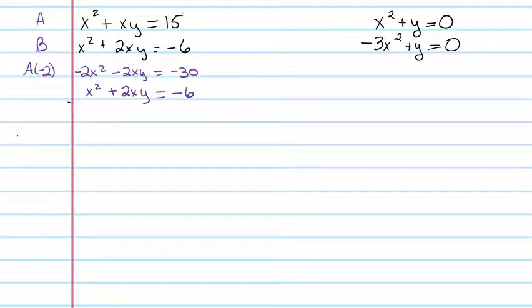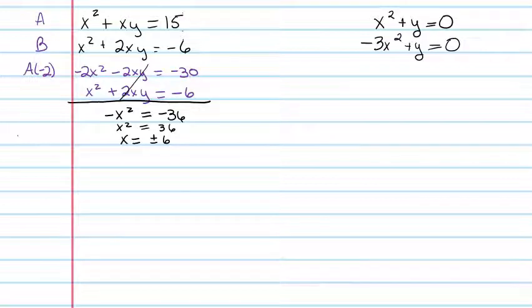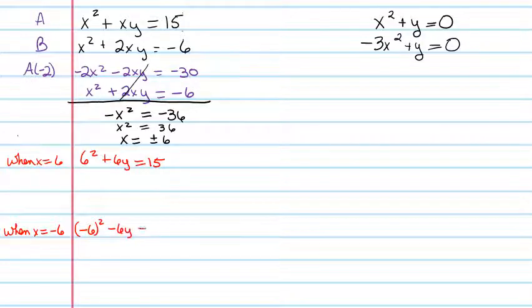And so now when I add these two together, the x, y variables cancel out, and I have negative x squared equal negative 36. So that means x squared is 36, which makes x positive and negative 6. Alright, so now when I plug back in, when x is positive 6, I'm going to get 6 squared plus 6y equal 15. And then when x is negative 6, I'll have negative 6 squared minus 6y equal 15. So I'll solve both of these and get my other answer.